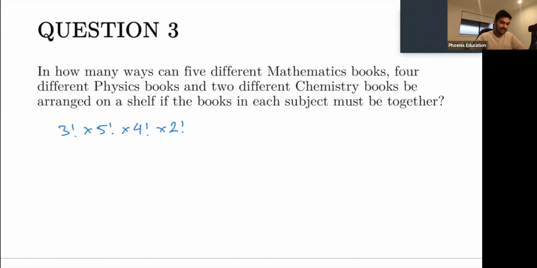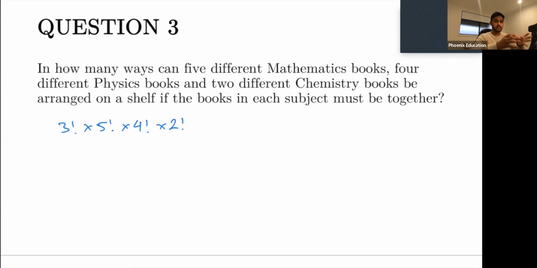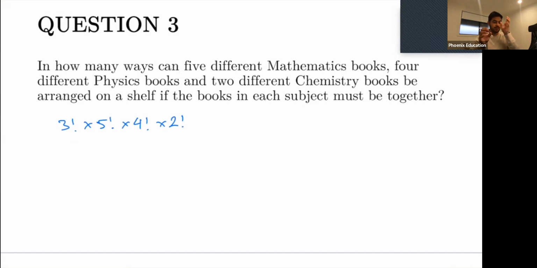So if this one is a bit confusing to you, maybe draw out a diagram and see how those things are moving around. But essentially we have the maths books, physics books, and chemistry books that we can move amongst each other, the subjects. And then within the subjects, the books themselves can move amongst each other.